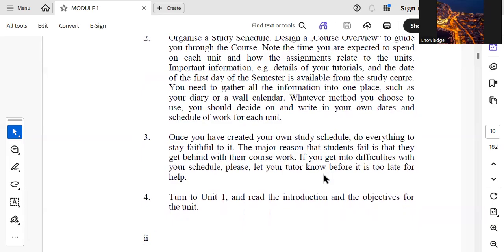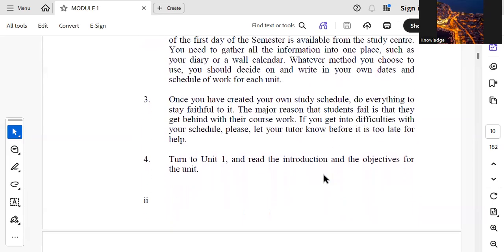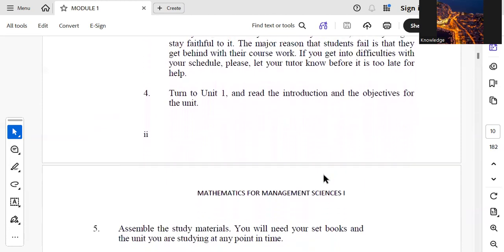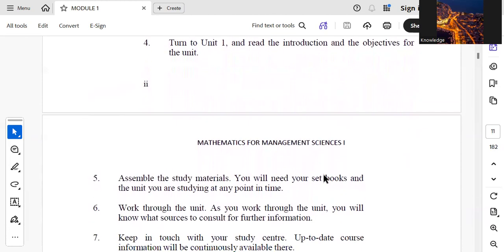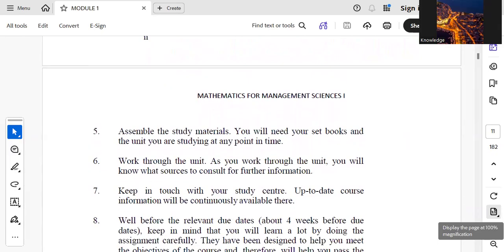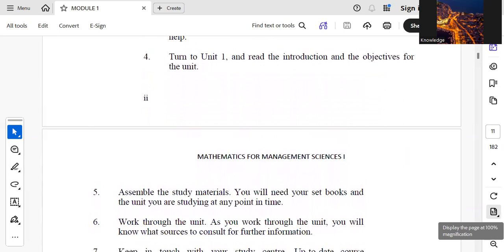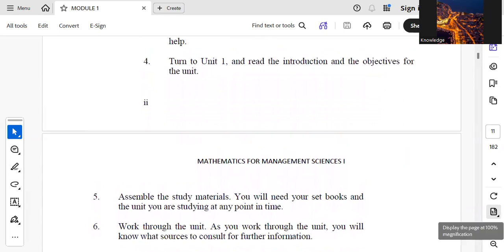Once you have created your own study schedule, stay faithful to it. The best way to learn as an ODL student is to make sure you have your own personalized timetable for reading. You personalize a timetable for yourself based on your activities and the luxury of time you have. We may have a general one, but make sure you have a personal one that suits you best based on your own daily activities and the time you have.